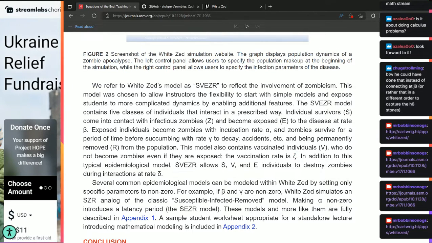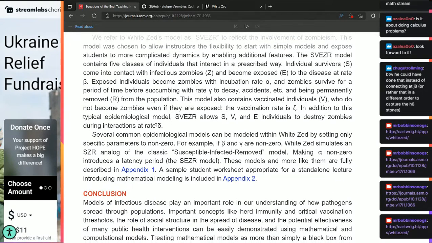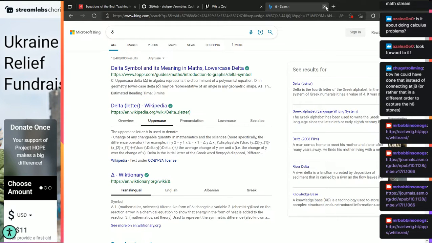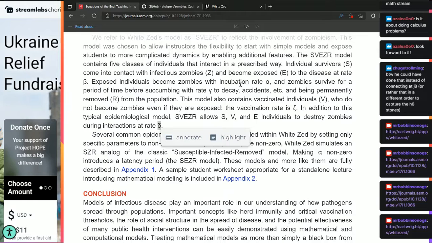In addition to this typical epidemiological model, Svezr allows for S, V, and E individuals to destroy zombies during interactions at a rate of delta. It's lowercase delta.